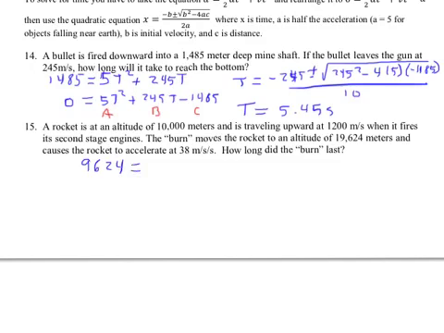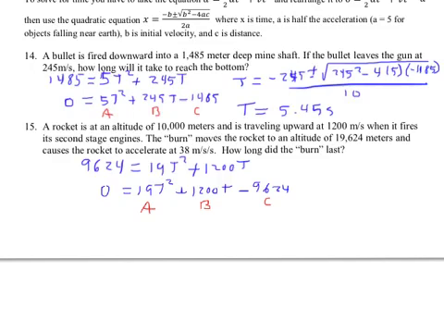Equals half of A. Well, A is 38, and half of 38 is 19, times t squared, plus the original velocity when this started was 1,200 meters per second. So 1,200 times t. Now what I have to do is subtract this from both sides, which gives me 0 equals 19t squared plus 1,200t minus 9624. And what that means is here is A, here is B, and here is C. So we're going to use our quadratic again.